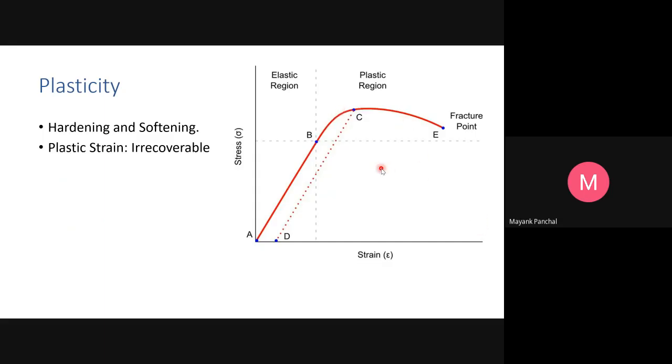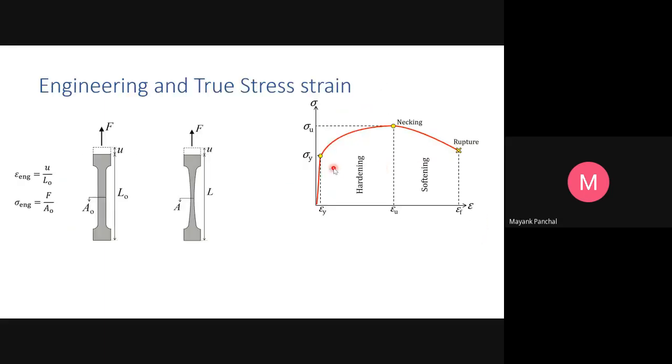damage. But steel is a ductile material, so it's something like this: elastic limit, then you go to hardening. At this point, it's called necking. Then there is softening, and then there is rupture. What it means, I'll explain.